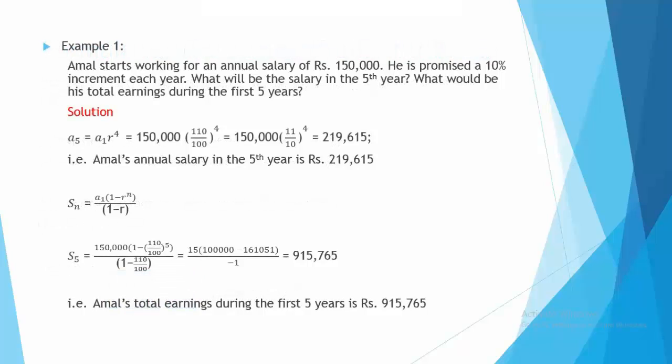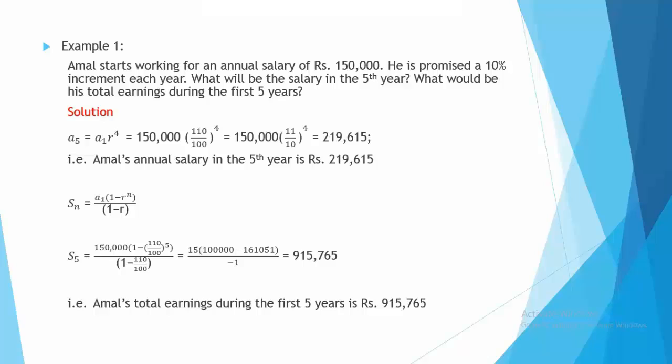Example 1. Amal starts working for an annual salary of 150,000 rupees. He is promised a 10% increment each year. What will be the salary in the fifth year? What would be his total earnings during the first 5 years? According to the information given in the question, the fifth term of the geometric progression has to be found.